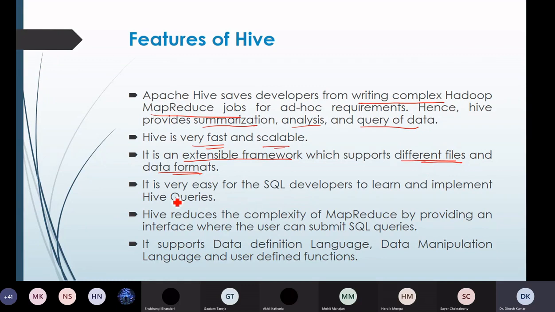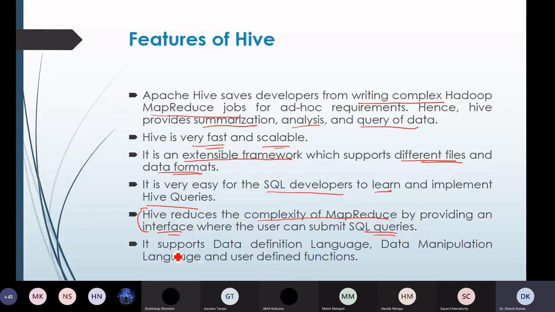Right? So it is very easy for the SQL developer to learn and implement Hive queries, because everything is SQL. So we don't have to learn a new query language or new syntax for writing queries. So everything is in the form of SQL. So a developer who is good in SQL or fair enough in SQL, who can write the CRUD operations, can easily learn Hive. Right? So again, the same point is written over here. It reduces the complexity of MapReduce by providing an interface where the user can submit SQL queries.